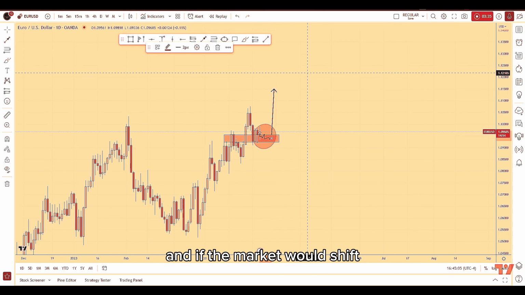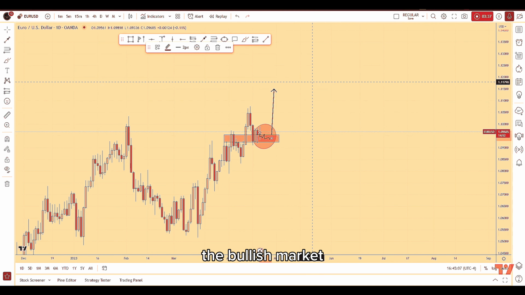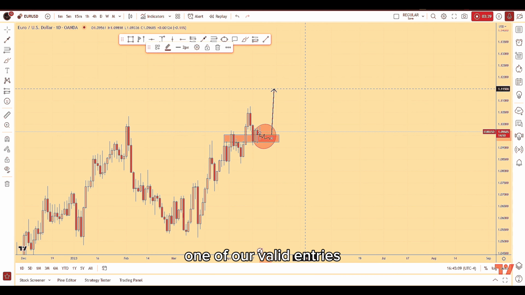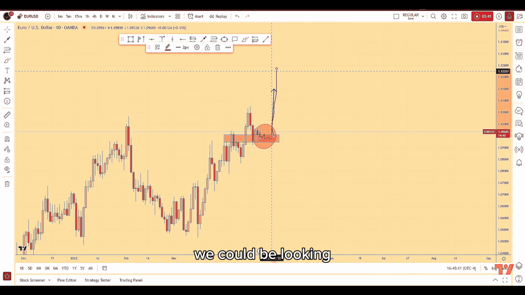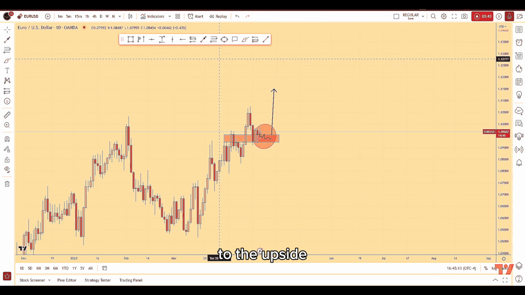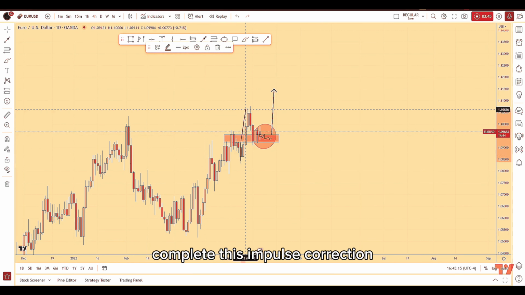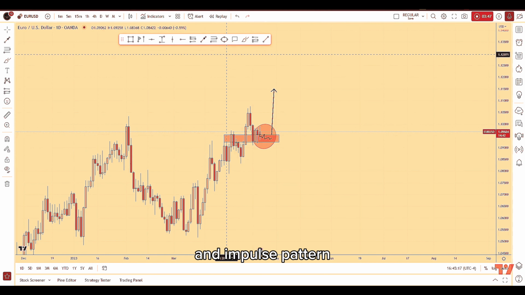And if the market would shift from an intraday bearish to bullish market and provide to us one of our valid entries at that point, we could be looking for a potential rejection to the upside for the market to potentially complete this impulse correction and impulse pattern to the upside.